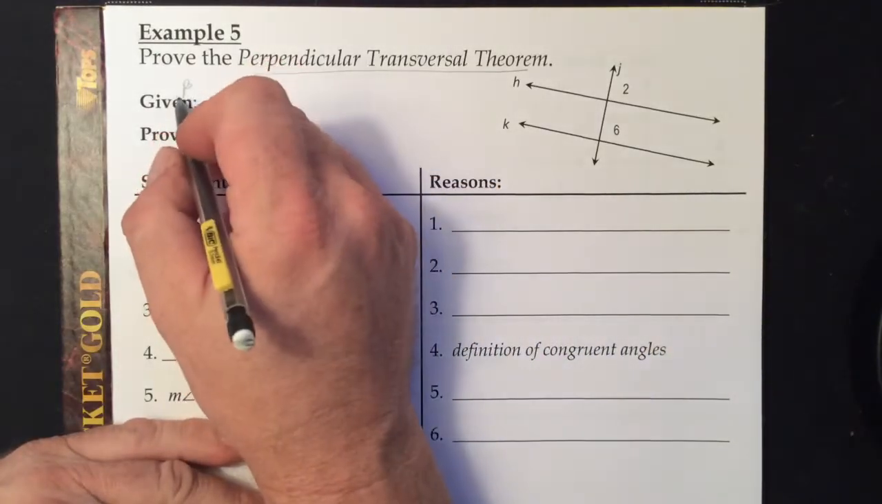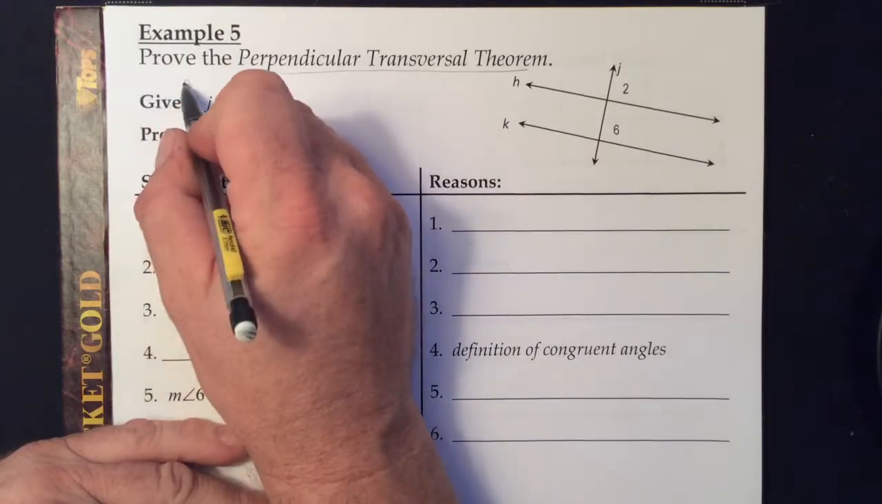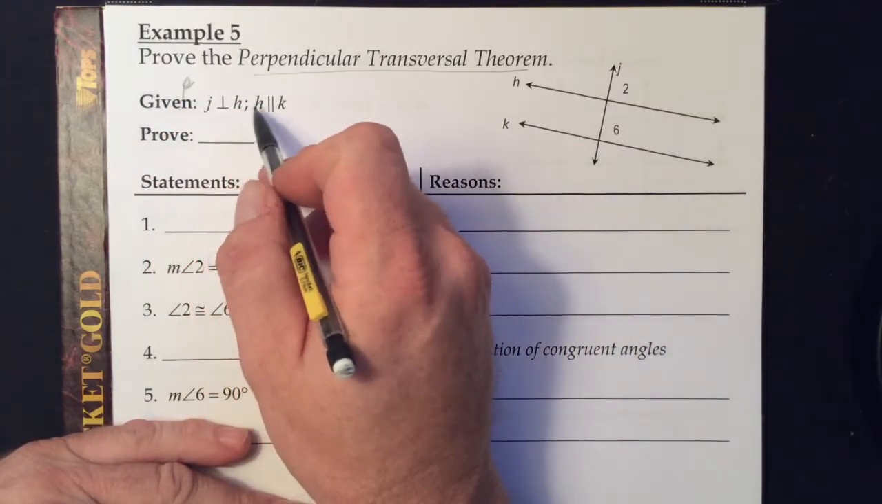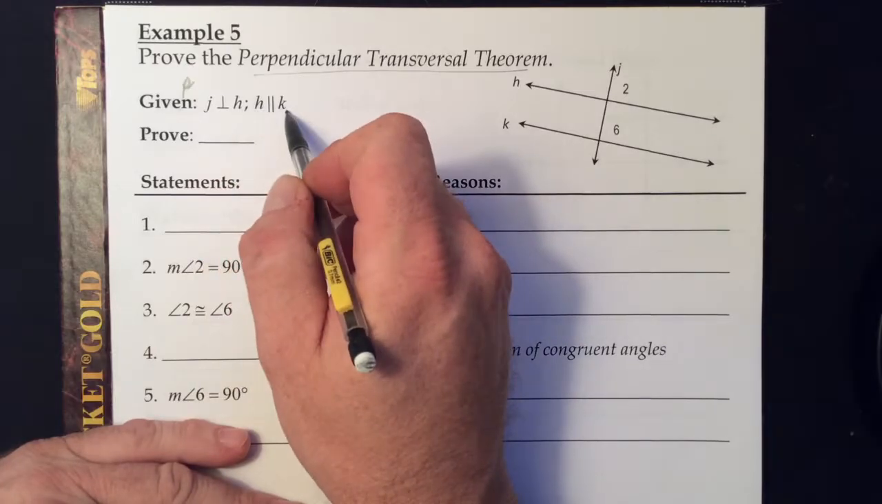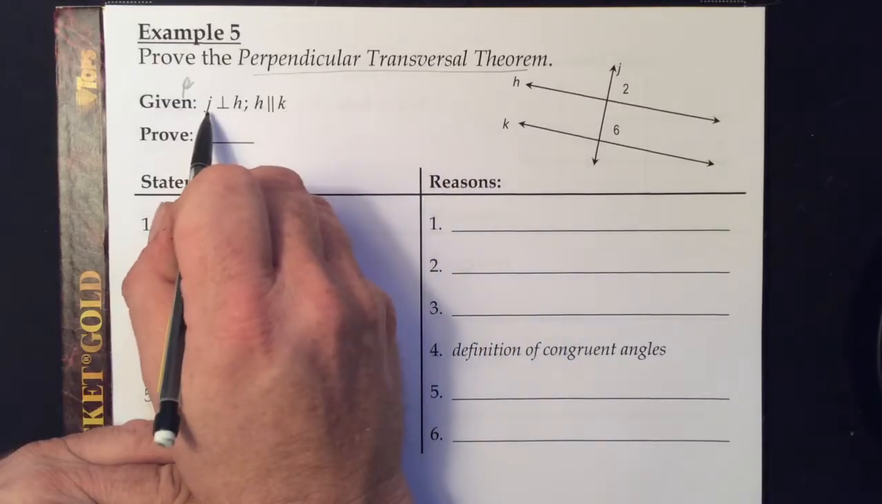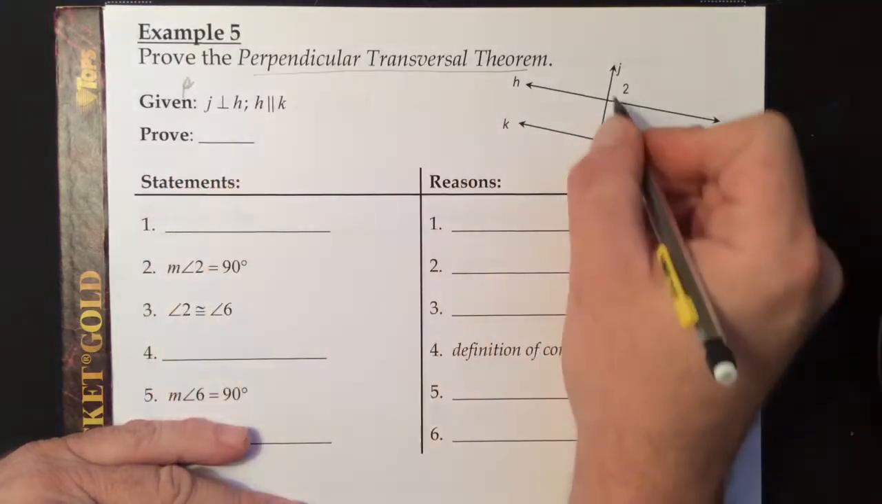So let's see if our given information matches the hypothesis P. It says J is perpendicular to H and H is parallel to K. Let's check that out. Remember, the hypothesis again is in a plane. If a line is perpendicular to one of two lines, well, J is perpendicular to H.